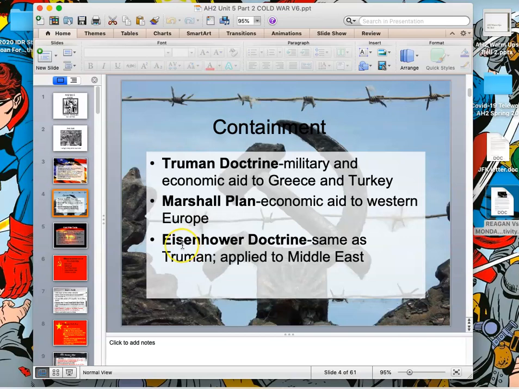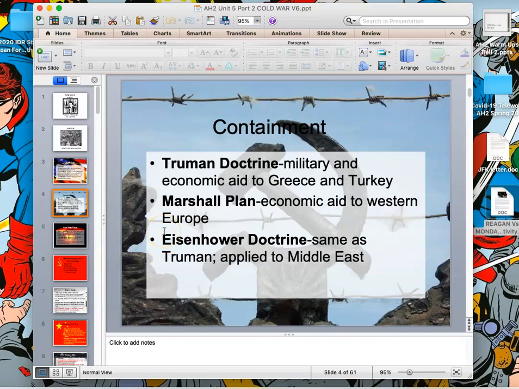The Eisenhower Doctrine. Eisenhower is going to come in and be president from 52 to 60. He becomes famous for the D-Day invasion. Doomsday does sound cool, but that's a Superman villain. That is not the name of a battle in World War II or the Cold War.